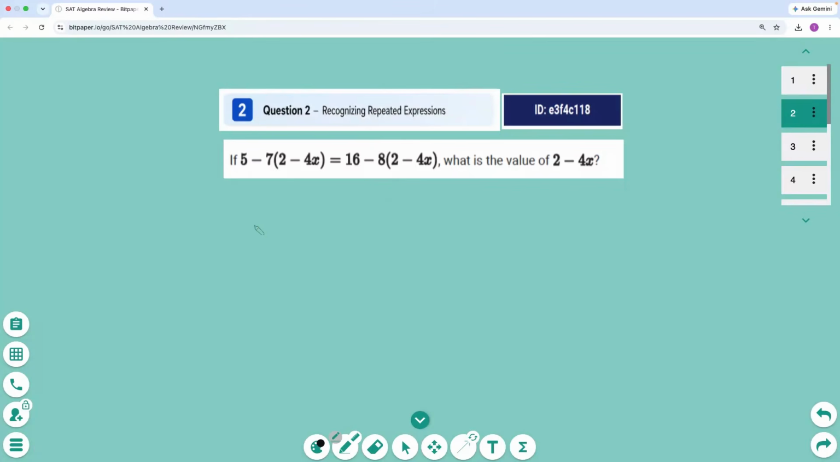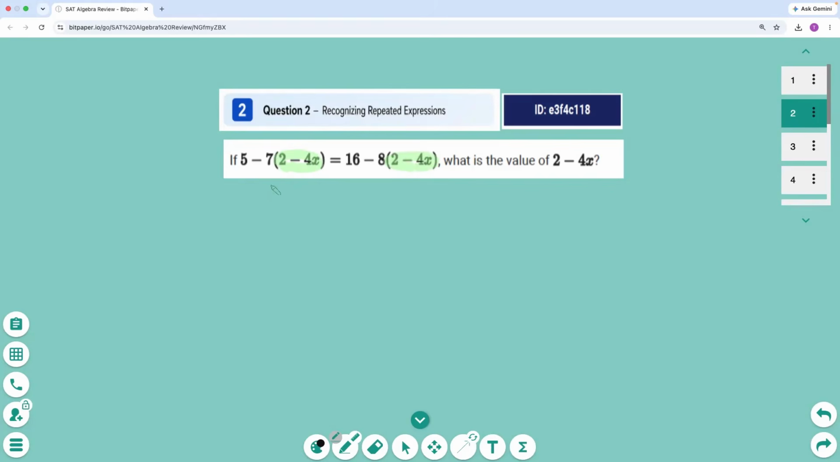Question number 2. We are given the equation 5 minus 7 times (2 minus 4x) is equal to 16 minus 8 times (2 minus 4x). The question asks for the value of 2 minus 4x, not x itself. Notice the repeated expression 2 minus 4x on both sides. Instead of expanding everything, we can treat the 2 minus 4x as a single quantity.